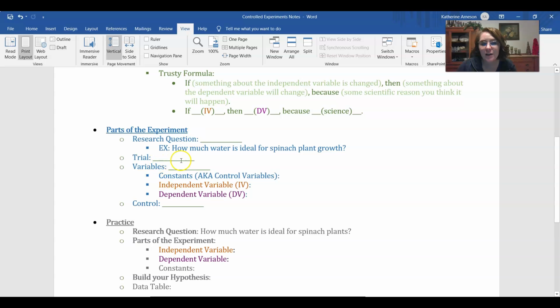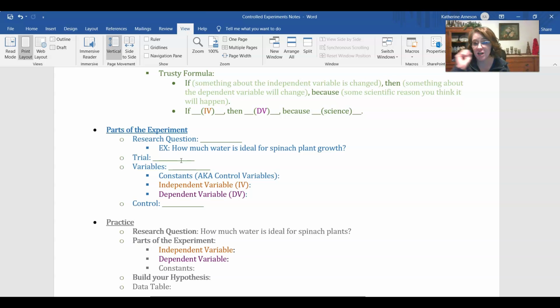Okay, the trial is a run of the experiment. So like, let's say we were trying to see if we change the angle of a ramp, how far will a bowling ball roll just from being dropped? Then we would want to have a really low angle, a medium angle, a high angle.